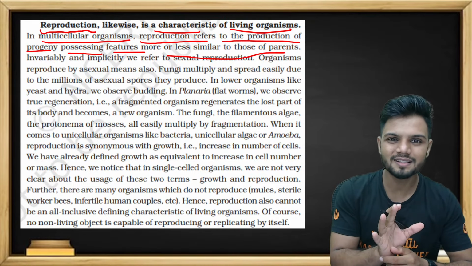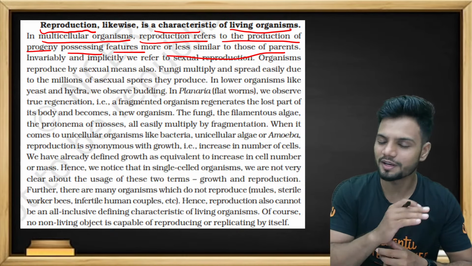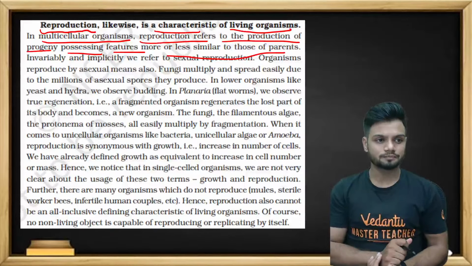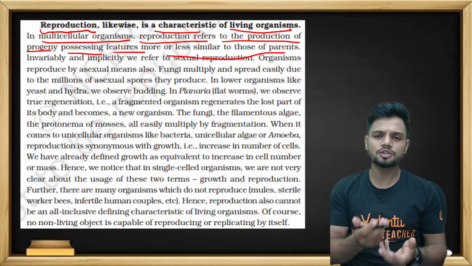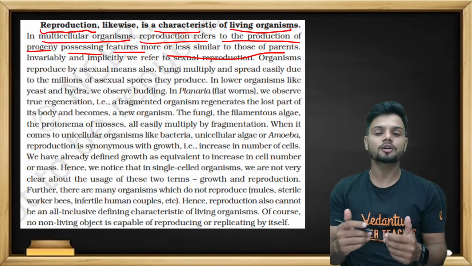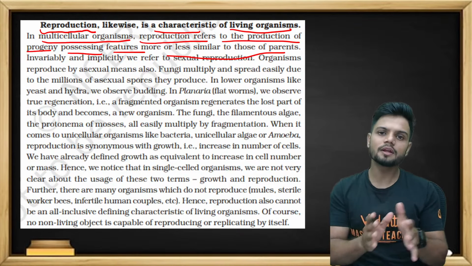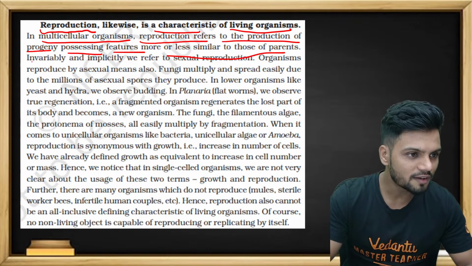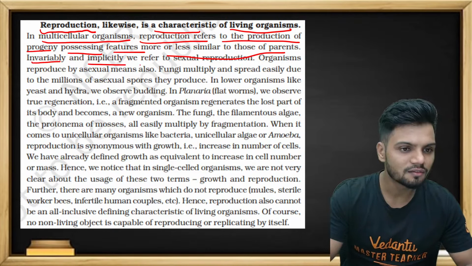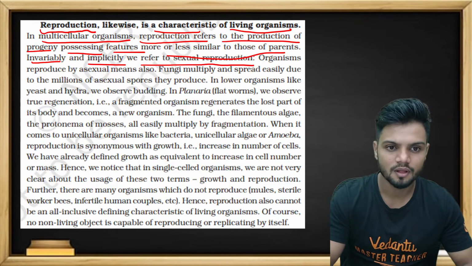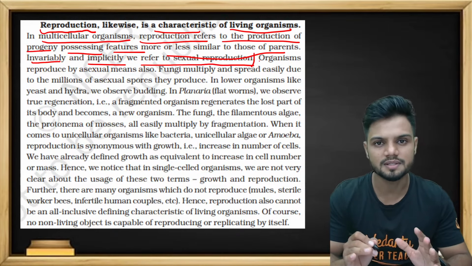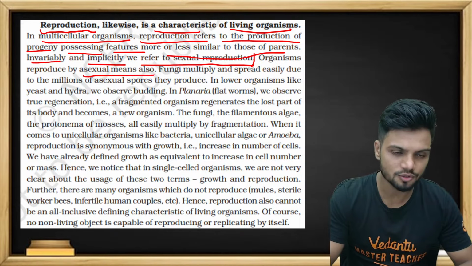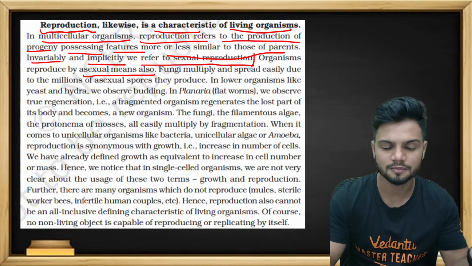You will never see in nature a dog giving birth to a cat. It will never happen. Reproduction is nothing but production of a young one or offspring which is similar to the parents. Invariably and implicitly we refer to sexual reproduction, in which there is fusion of gametes. Organisms reproduce by asexual means also.